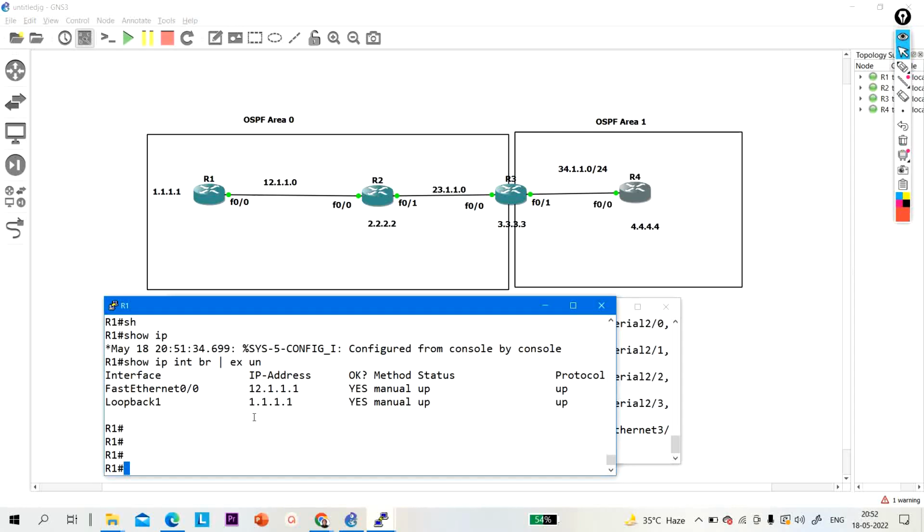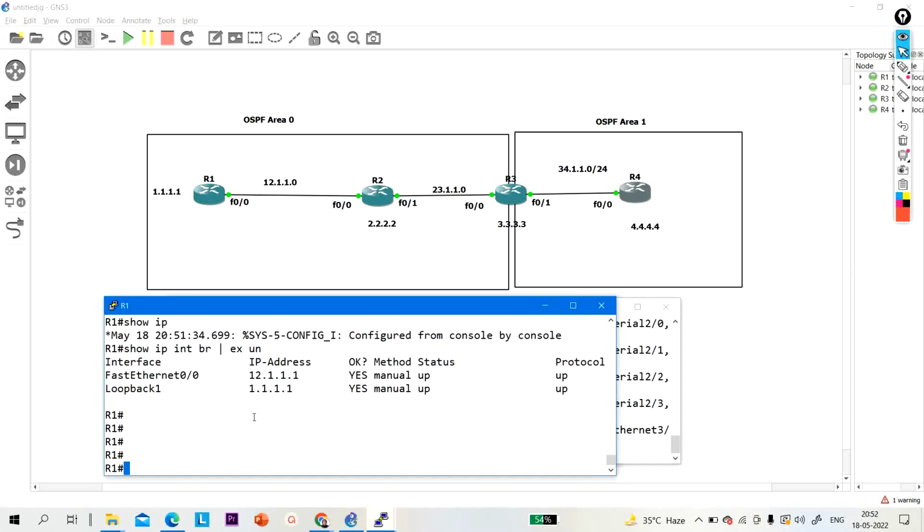What is the benefit of summarization in EIGRP?